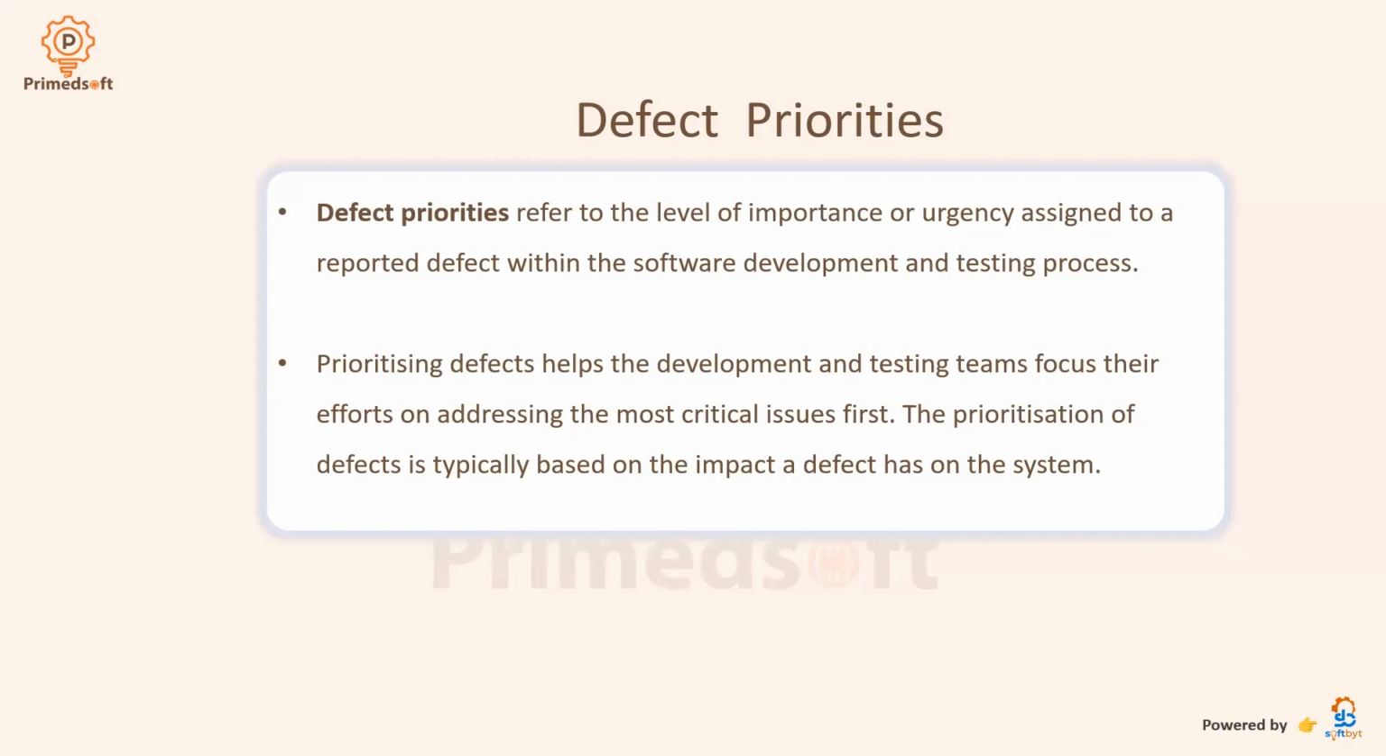Like I said to you, if it has low priority, they will say, oh yeah, we'll move it to the next sprint, we'll do it later. If it has high priority, that means it's urgent, and they need to do it quickly. So it refers to the level of importance or urgency assigned to a reported defect within software development and testing processes. Prioritizing defects helps the development and testing team focus their efforts on addressing the most critical issues first. The prioritization of defects is typically based on the impact a defect has on the system.